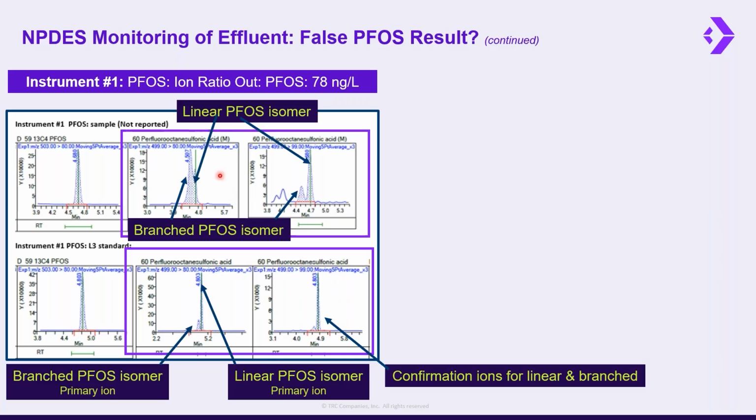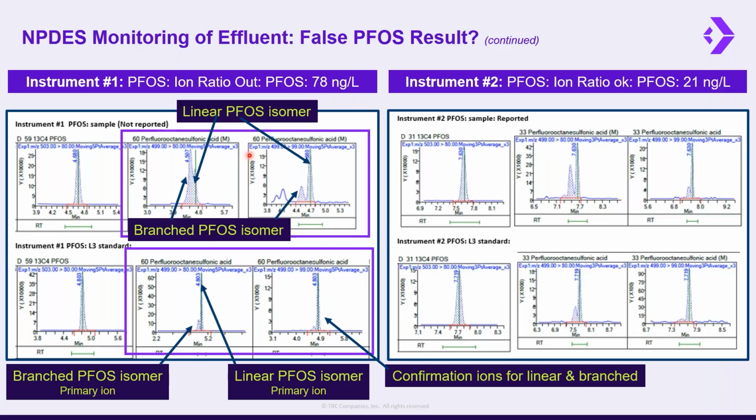You can see the left side shows what we saw in that previous example, with a much larger peak for the branched isomer for the primary ion. And the confirmation ion on the right shows the exact opposite, with a larger peak for the linear isomer than the branched. So these ion ratios, the primary over the confirmation, are definitely outside limits here. Remember that this PFOS result was 78 nanograms per liter.